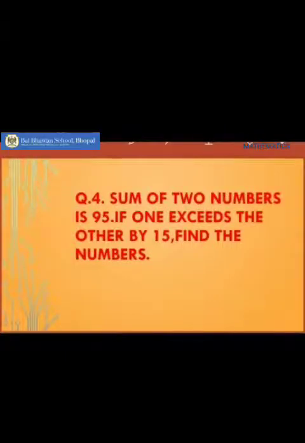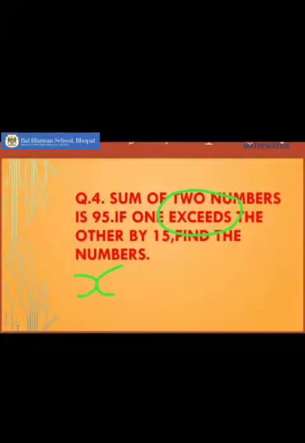So here the question says that there are two numbers and one exceeds the other by 15, and we have to find both the numbers. So students, we need to assume the numbers. I am going to assume that if one number is x, then what would be the another number? They are saying that another number exceeds the first number.